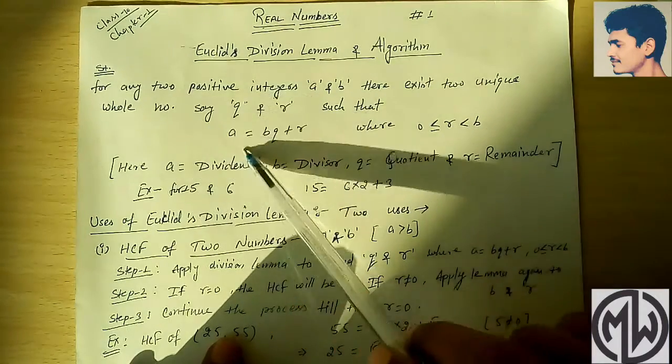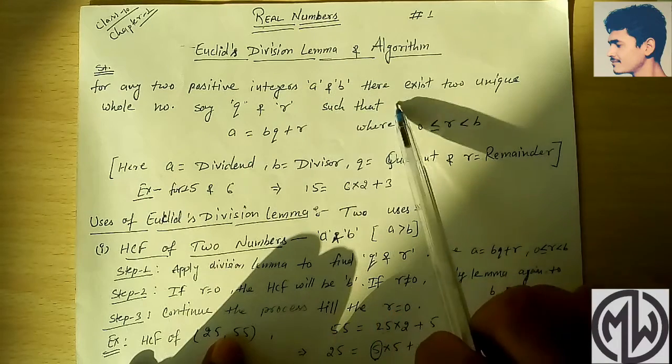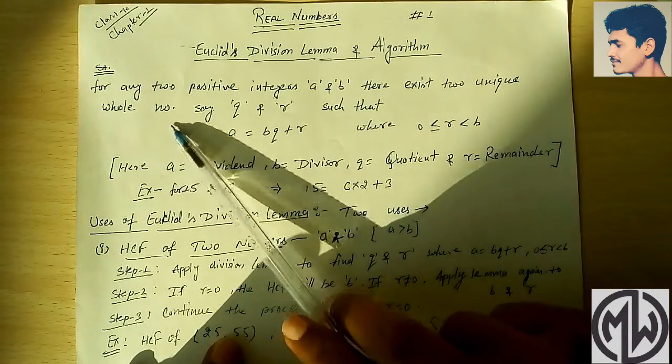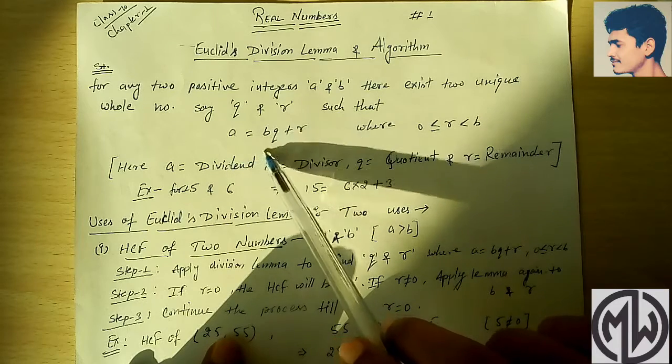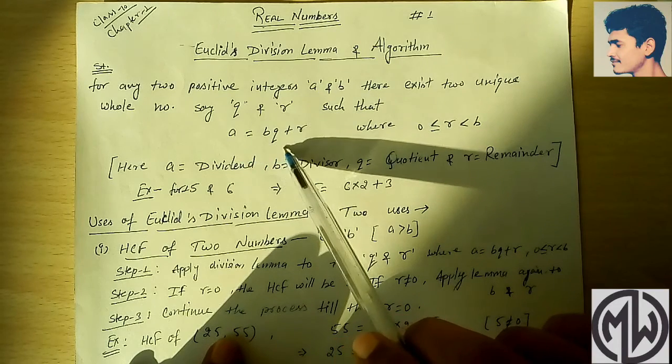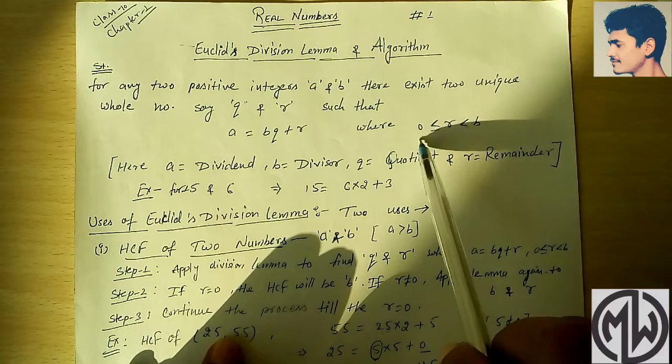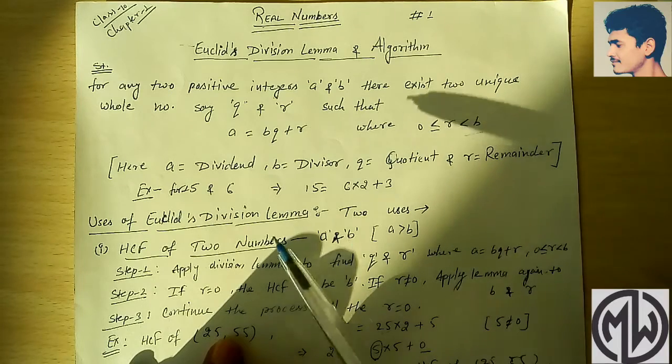For any two positive integers a and b, there exist two unique whole numbers, say q and r, such that a is equal to bq plus r, where r is greater than or equal to 0 and less than b.